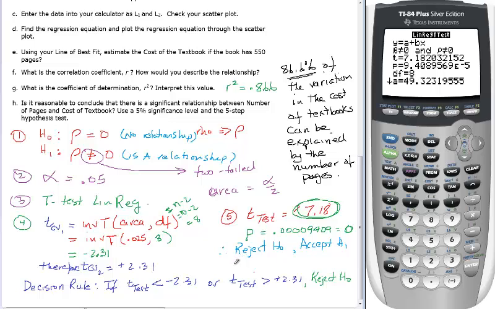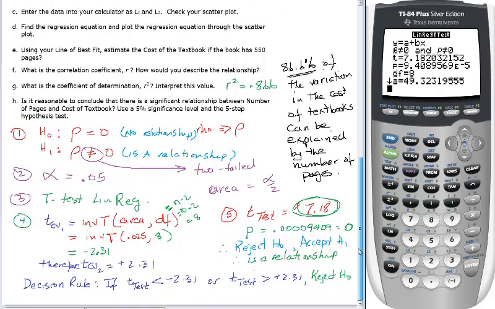Okay? Therefore, there is a relationship between, now I don't have enough room to write it, but you can write it on your own. There is a relationship between the cost of the textbook and the number of pages, or the number of pages and the cost of textbook. Okay? So we have just proven it. And 7.18 is much greater than 2.31, so that leads us to believe there's a strong rejection, right? So there is a significant relationship, in other words. All right, hopefully that helped you. That's it for now. Over and out.